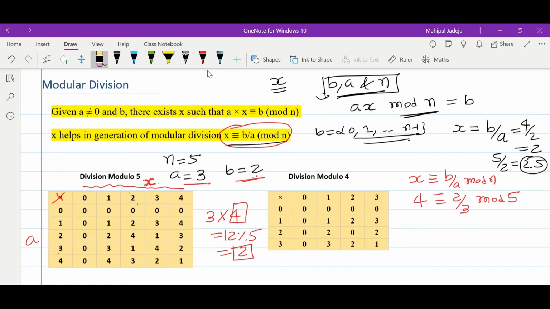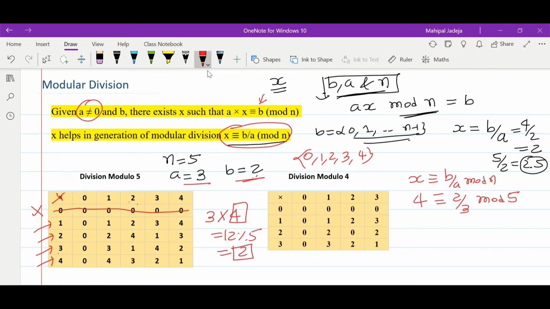For example, there are 5 different remainder values possible when we do a modulo 5 operation, and all those values are present in every row except 0, because a is not equal to 0, so we are going to ignore this row. Except for this row, you can observe that all 5 values are present. So each row is a permutation of the numbers 0 to 4, right? That means you can take any value of b and division is still possible in this case.